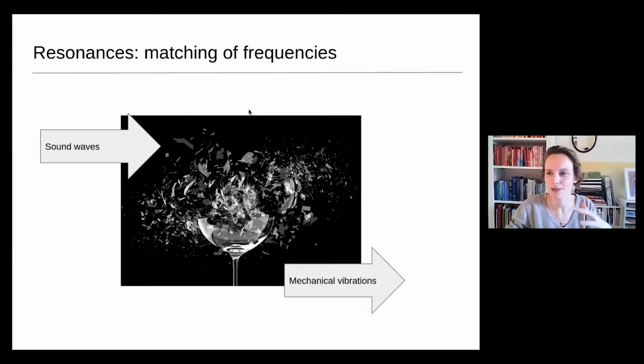Resonances occur when you have a matching of frequencies. So the canonical example is, of course, if you have some sound waves, you can sing very well, keep your pitch, and not like me, you keep your pitch very well and you have some wine glass nearby. If you match the natural frequencies of the wine glass, you can very efficiently transfer the energy in your sound waves to mechanical vibrations, which can lead to quite drastic effects, such as the shattering of your wine glass.